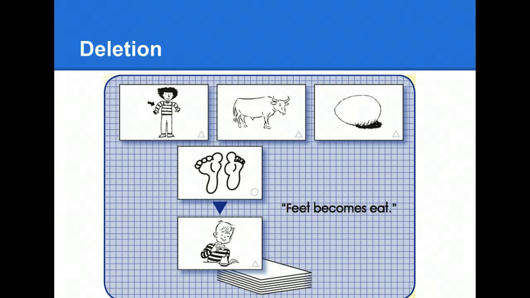The next stage, deletion. Now we're talking about manipulation. I just break manipulation into deletion and substitution and addition. But you'll see a lot of texts that just talk about phoneme manipulation, switching words around. So you give them four cards. You ask them.